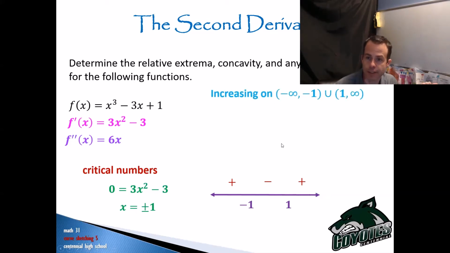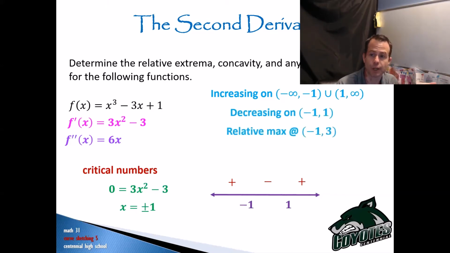Okay, so I'm increasing from -infinity to -1 in union with 1 to infinity. I'm decreasing from -1 to 1. I have a relative max at -1 comma 3, and I have a relative min at 1 comma -1. Awesome. Really, I took you all the way up there yesterday, so none of this is new yet. Okay, now I'm going to look at concavity and test for a possible point of inflection.